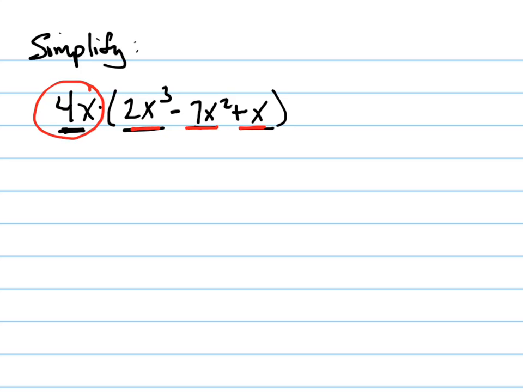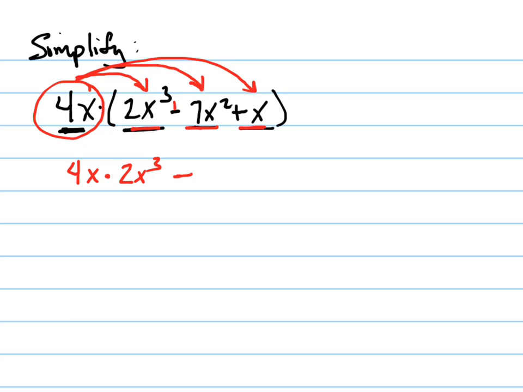It's called the distribution property. Multiplication distributes over addition and subtraction. So this is what distributing means. It means give it to each one of them. So let's rewrite it. It's going to be 4x times 2x cubed.